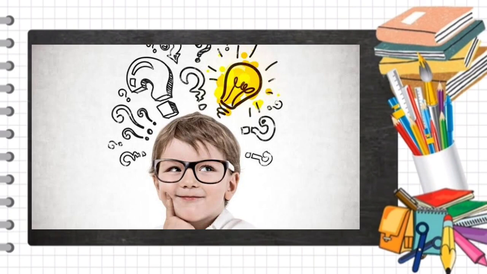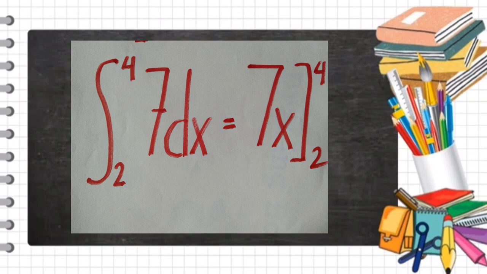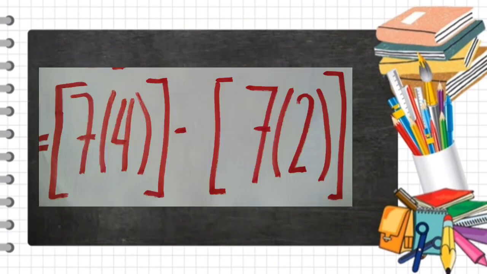So, let's start with a simple problem. Let's evaluate the integral of 7 dx from 2 to 4. First, we need to find the antiderivative of 7. The antiderivative of 7 is 7x, because the derivative of 7x is 7, and we're going to evaluate it from 2 to 4. So, first, let's replace x with 4.